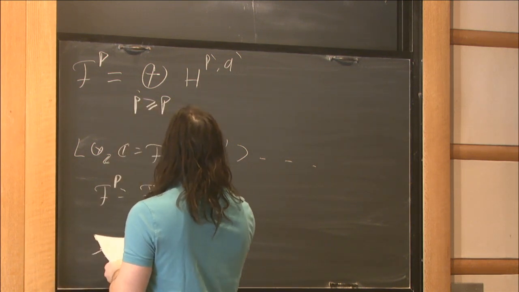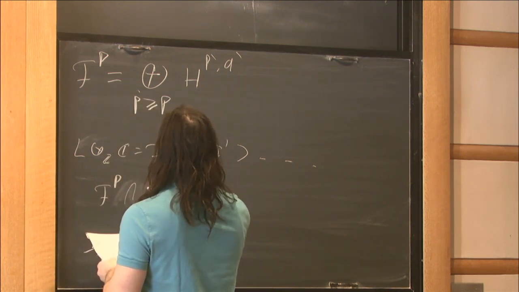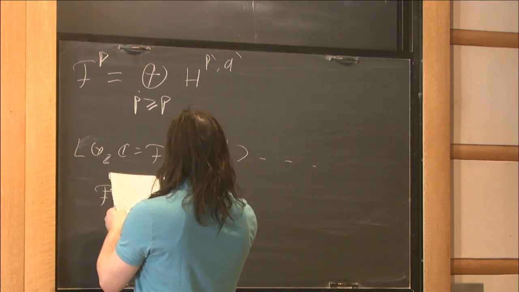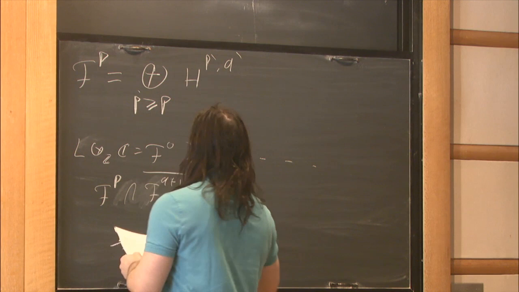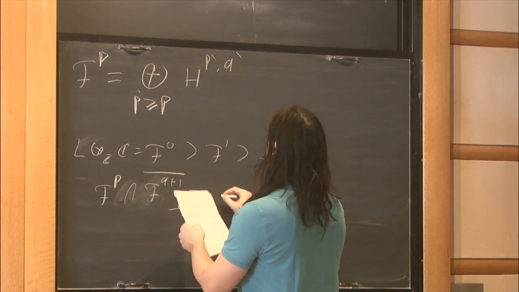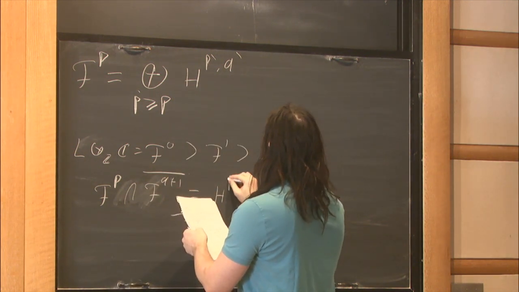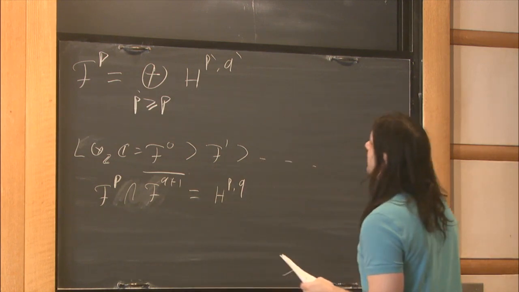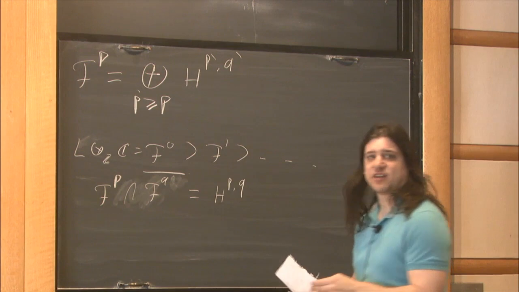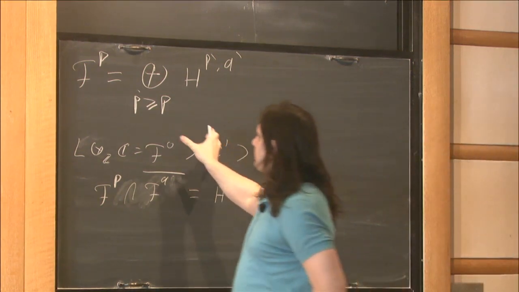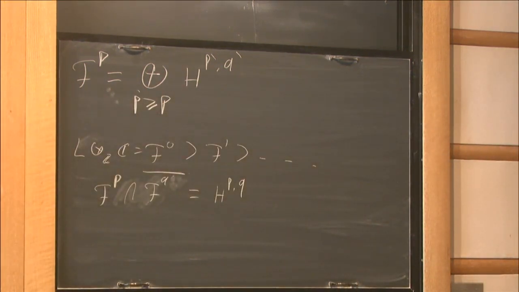We can do it in the following way. If we look at F^p and intersect with F^{q+1} bar, that's what I have here, we get H^{p,q}. Or is it F^q bar? Yeah, q bar. Sorry, with my notation, that's right. You get H^{p,q}.